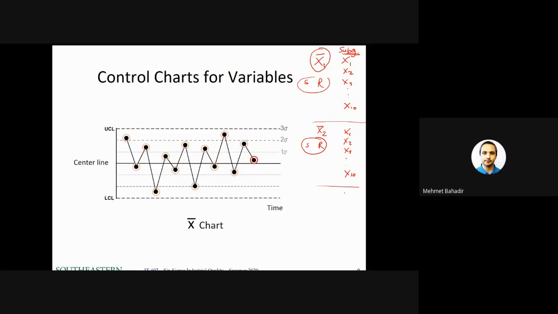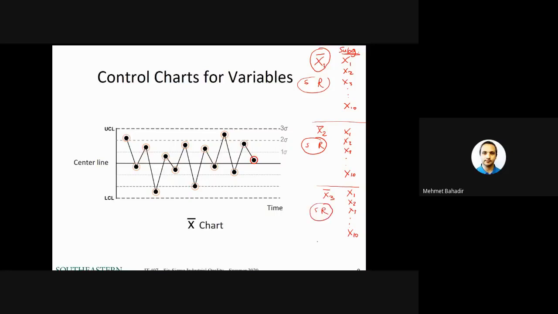Again, you create another subgroup by collecting an equal number of individual readings, individual screws. Again, you collect 10 screws, you do measurements on them, you calculate their average. In this case, we call it x bar 3. This is the third subgroup. And again, we calculate either the standard deviation or the range.